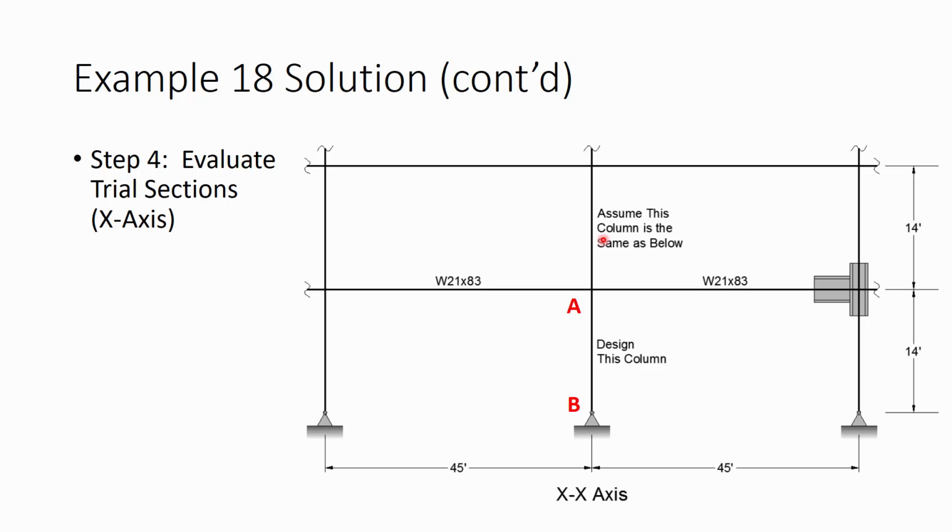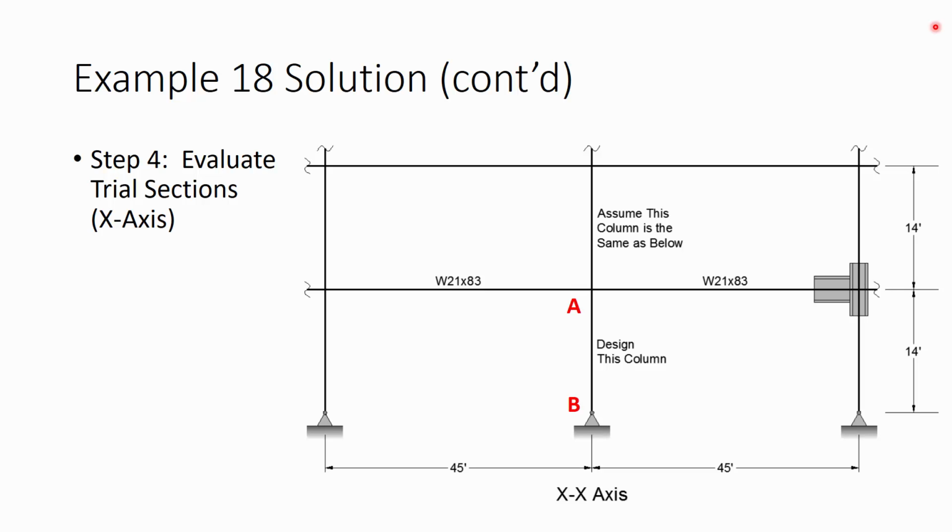So what we have to do from now is evaluate those trial sections. Before we get into that, just a note: if neither of these trial sections works, what we would do is go back to that table and select the next heaviest W sections and go from there. But you'll see here in a sec that we won't really have to do that for this example. One of these sections will work, and we'll illustrate that later. Now, we have to evaluate these trial sections.